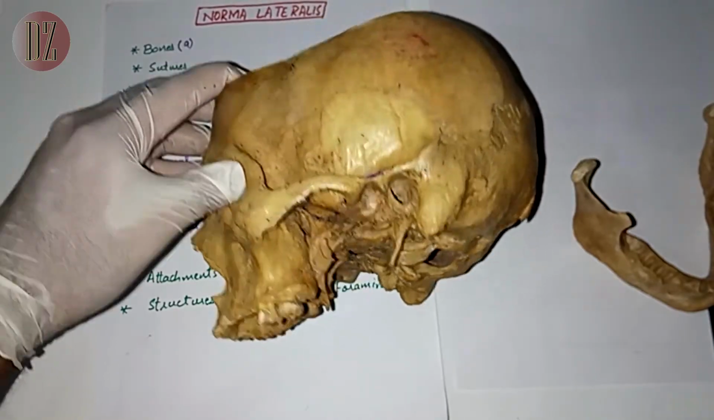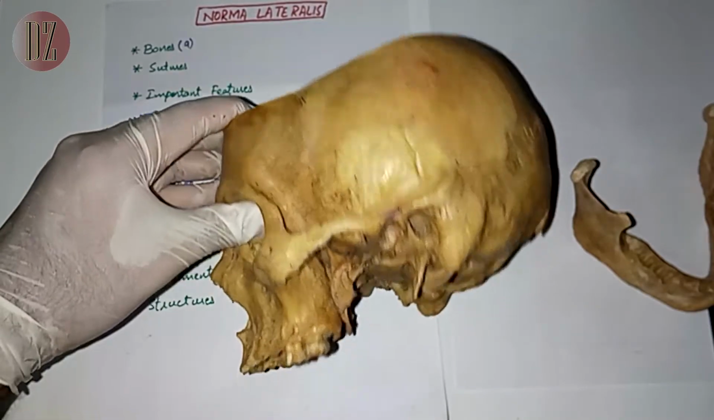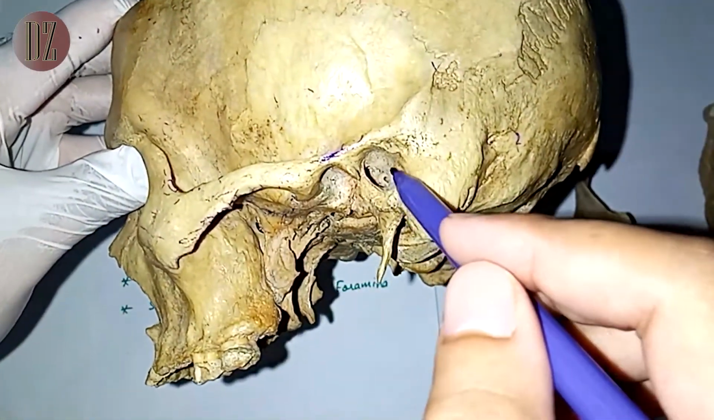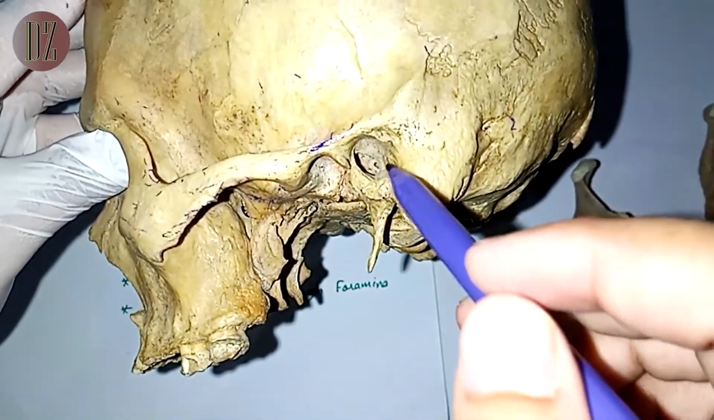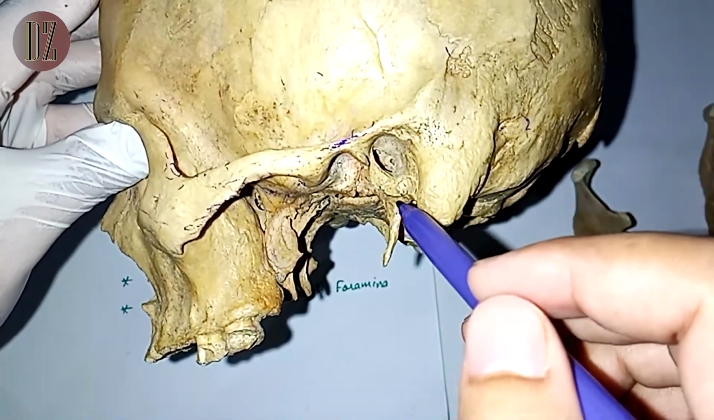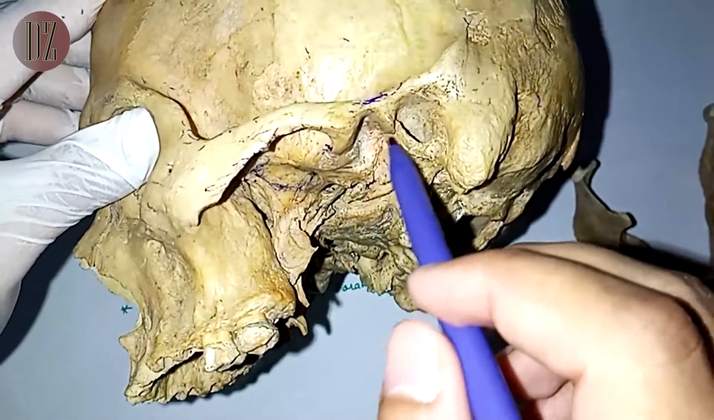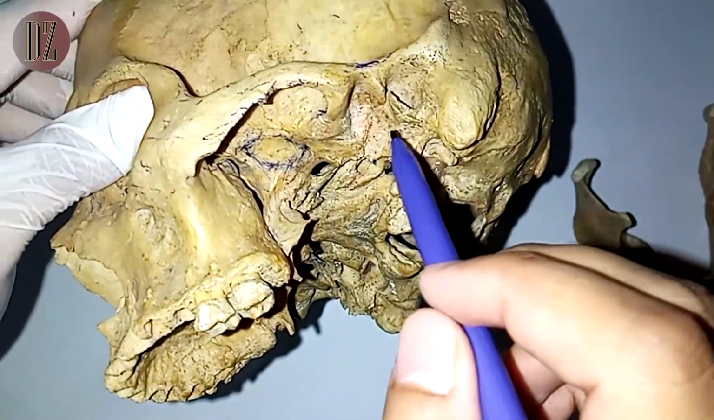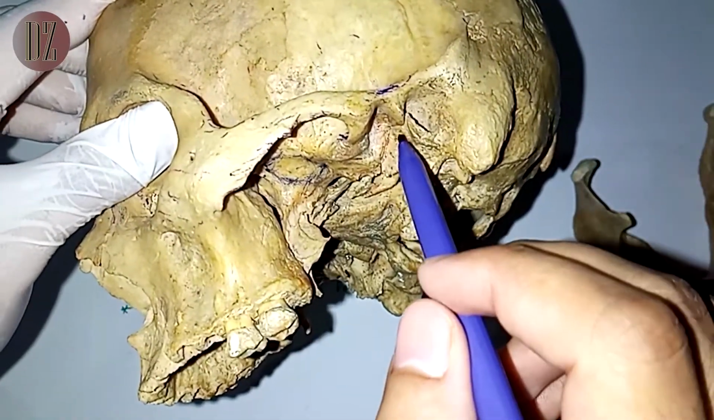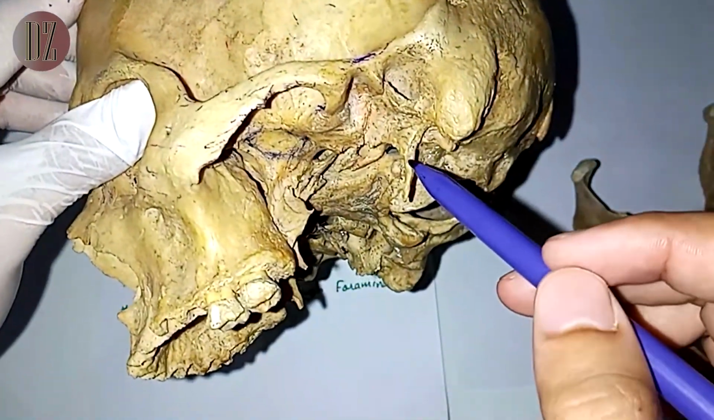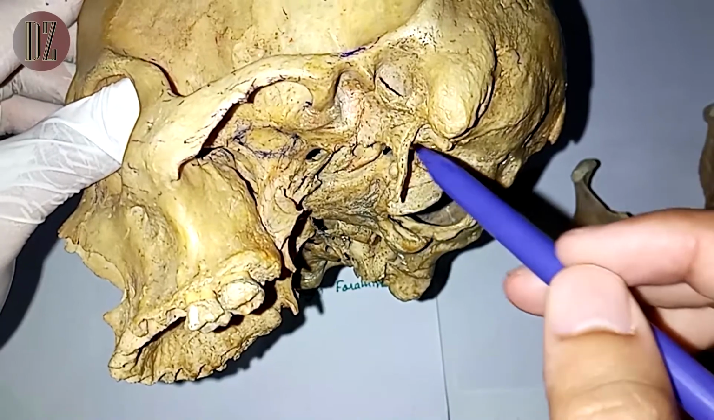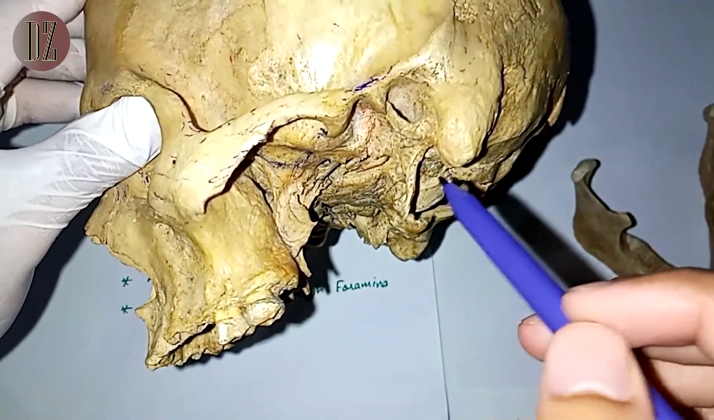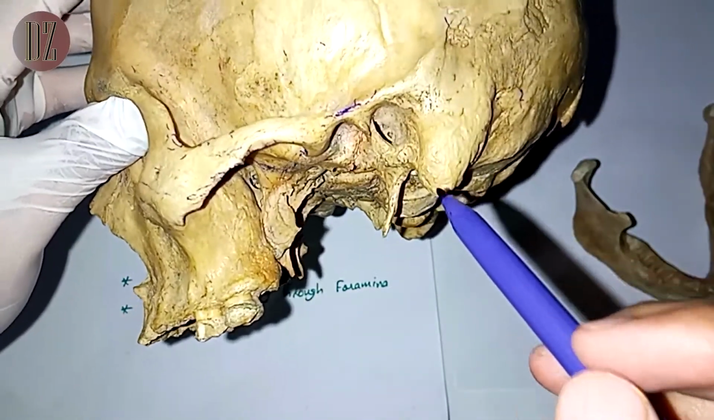The next feature is the external acoustic meatus. The external acoustic meatus is an opening which opens into the air. Anteriorly and inferiorly, it is bounded by the tympanic plate, which is part of the temporal bone. This elevation is called the styloid process. Here attach three muscles and two ligaments. We will see it further.